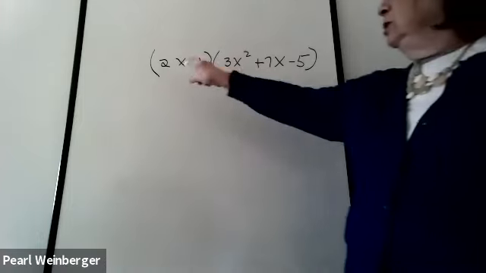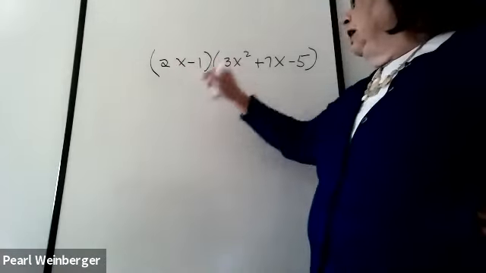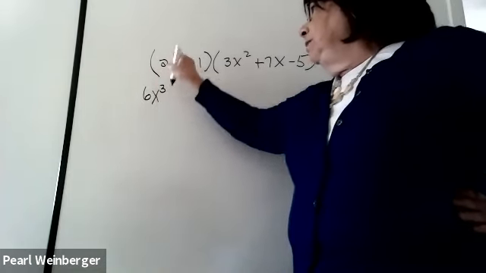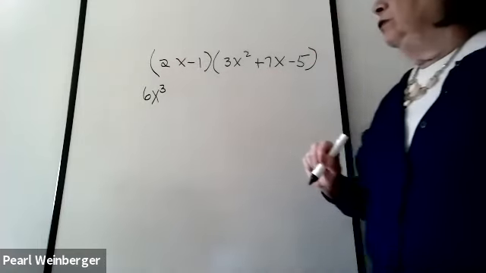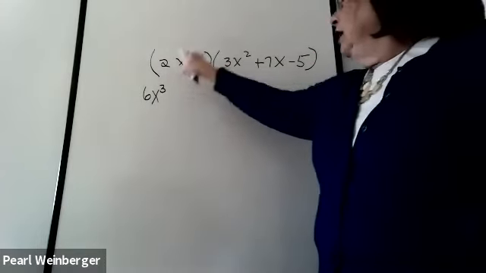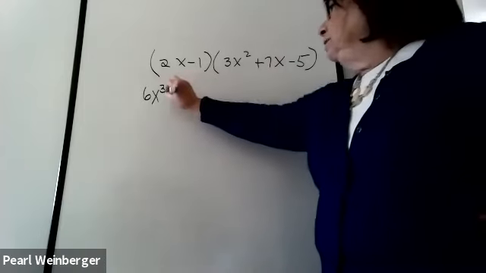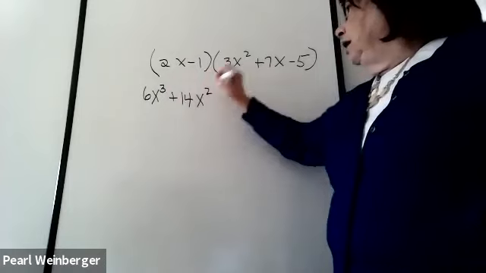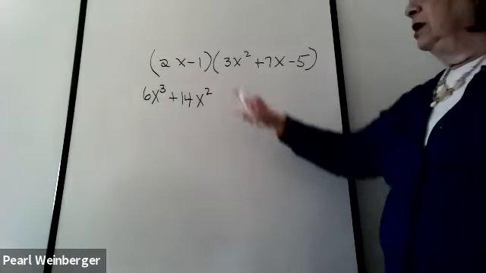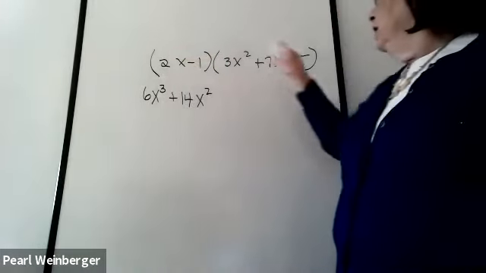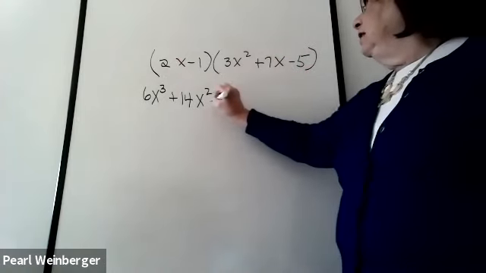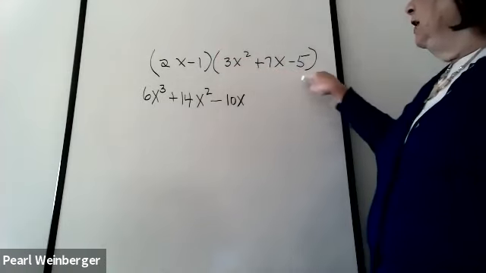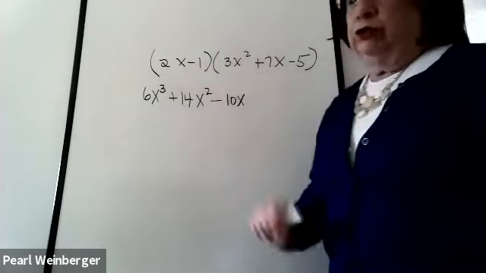Combine the like terms. So we have 2x times 3x squared will give us 6x to the 3rd. Remember, understood exponent of 1 here. Now I have 2x times 7x. That's plus 14x squared. Again, be careful with those exponents. And finally, we have 2x times -5. That's -10x. I have now multiplied everything in my second parentheses by the 2x.